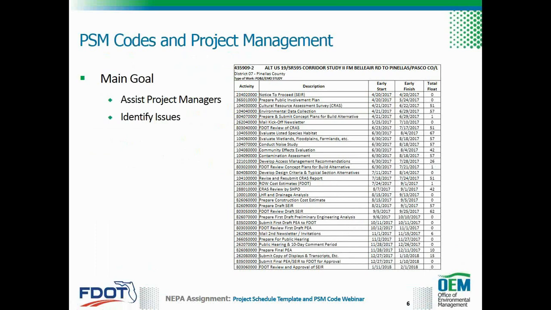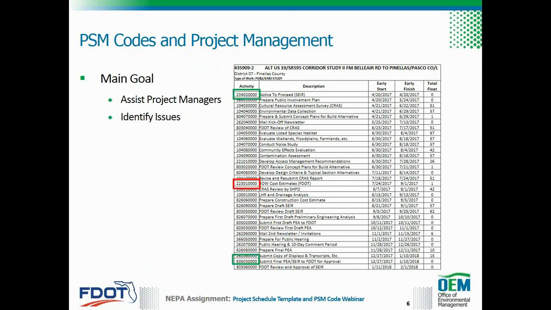The picture shows you a schedule from District 7. In this scenario, notice to proceed was April 2017, and the final SEER approval is expected to occur between January 11 to February 2nd, 2018.